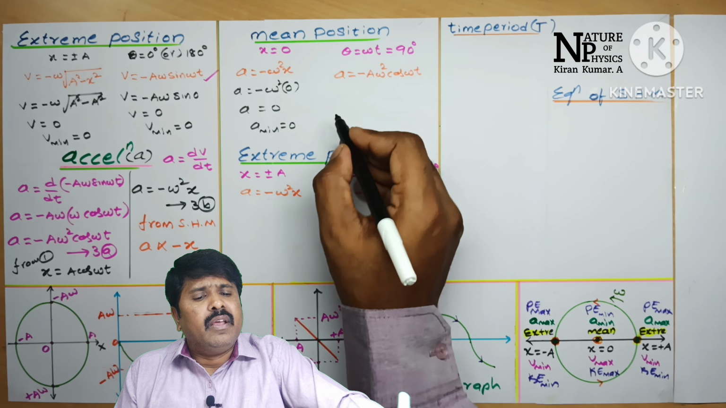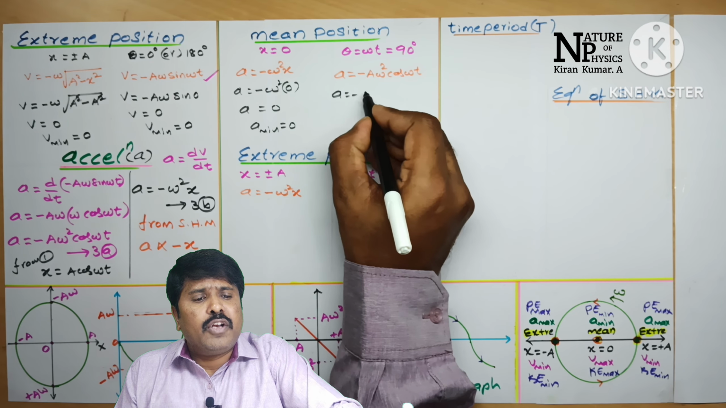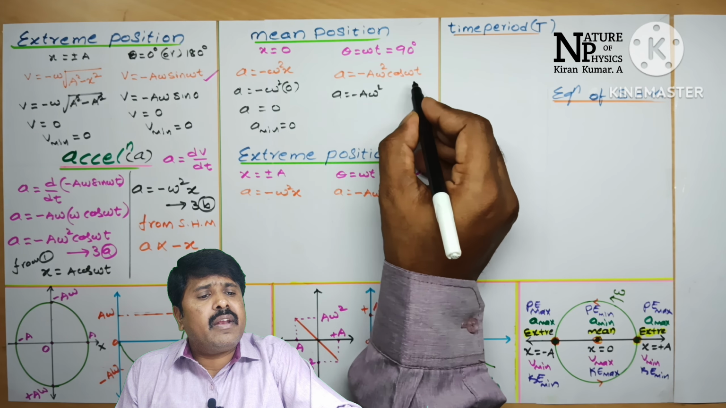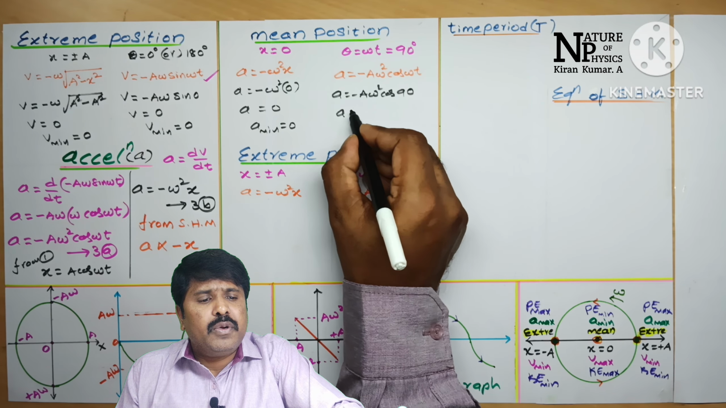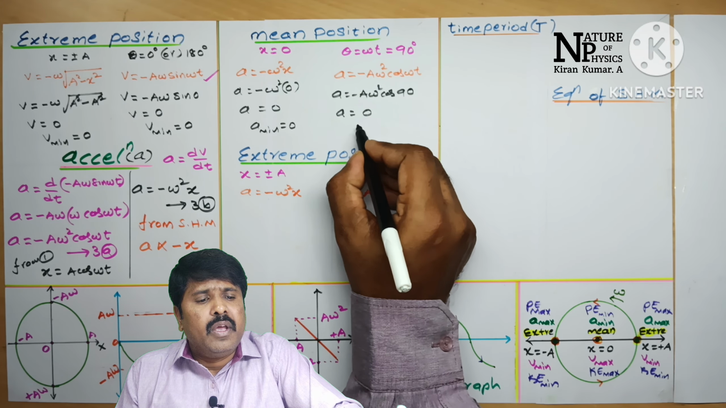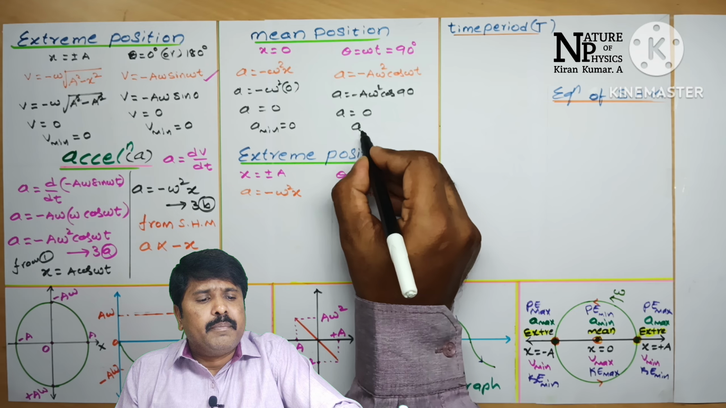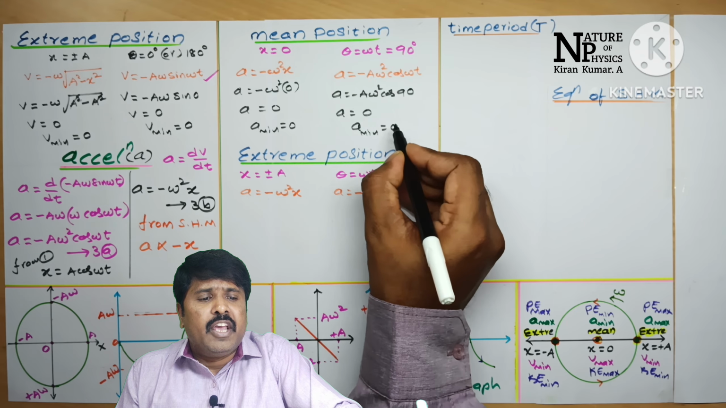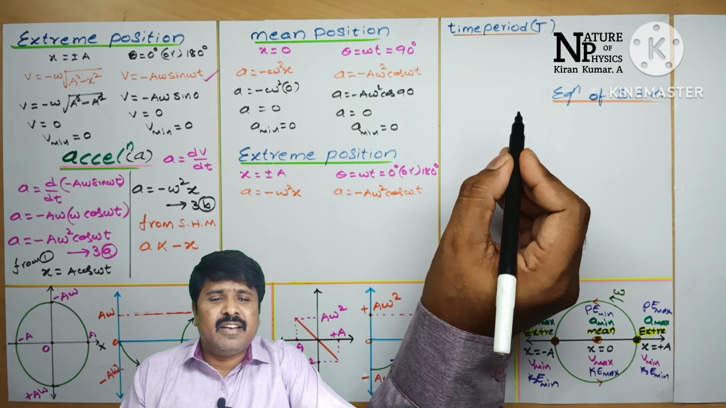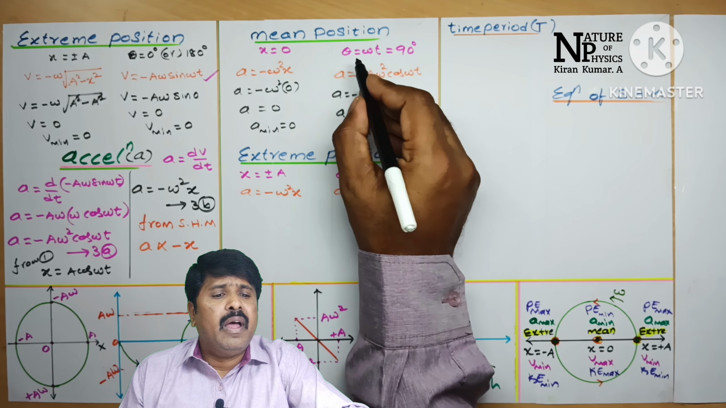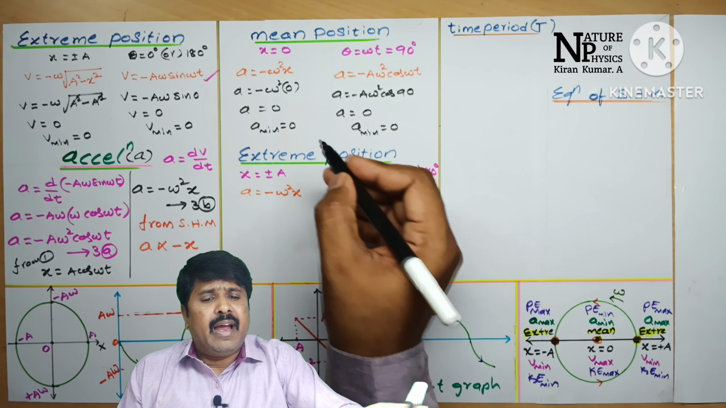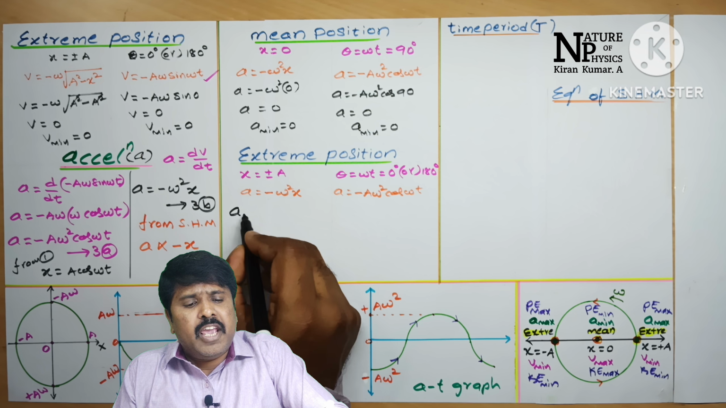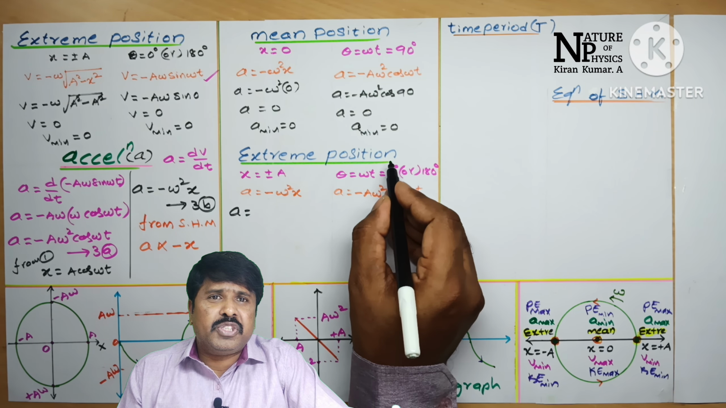And next one here, a is equal to minus A omega square cos 90, which is 0, and 0 into anything is 0. Here also I am getting minimum acceleration in both conditions, x is equal to 0 and theta is equal to 90 degrees. Okay student, and next one, acceleration at the extreme position.